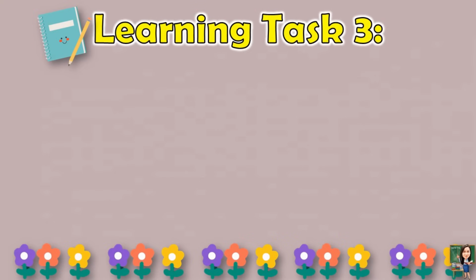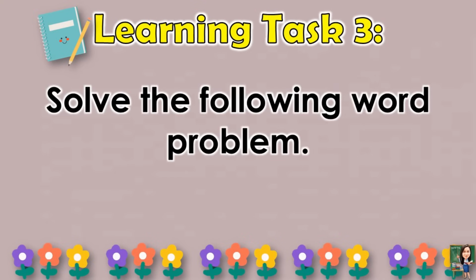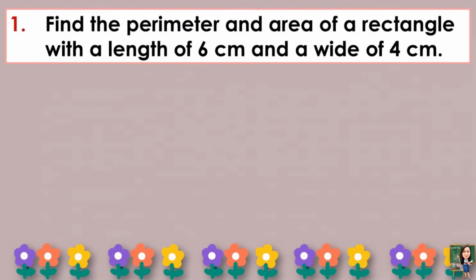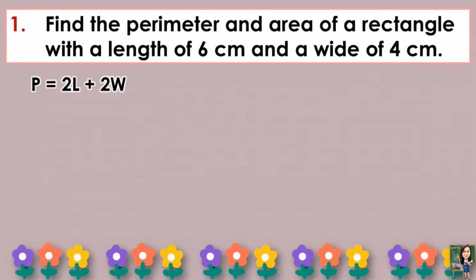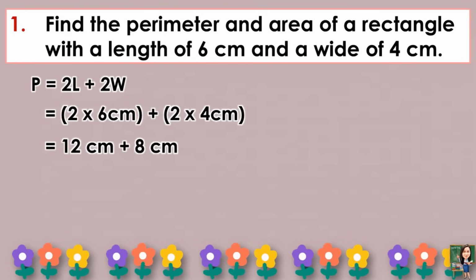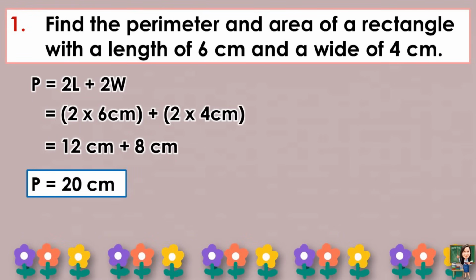Now, let's move to learning task 3. Solve the following word problem. Number 1. Find the perimeter and area of a rectangle with a length of 6 cm and a width of 4 cm. Let's get first the perimeter. The formula is perimeter equals 2 length plus 2 width. 2 times 6 cm plus 2 times 4 cm. 2 times 6 equals 12 cm and 2 times 4 equals 8 cm. 12 plus 8 equals 20. So the perimeter is 20 cm.